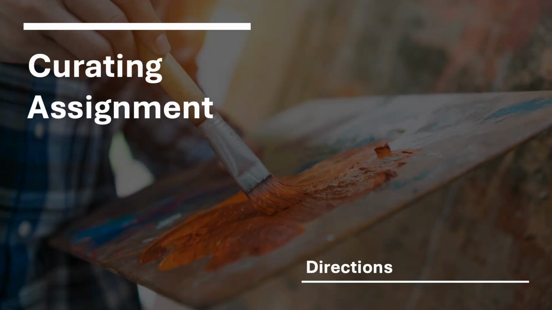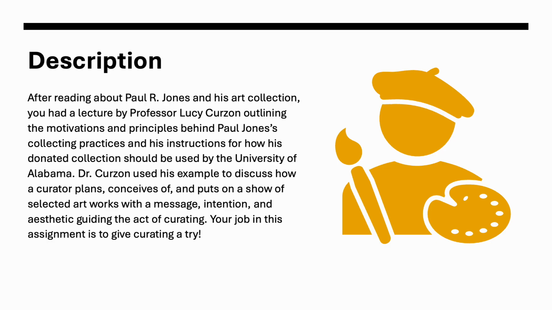These are the directions for the curating assignment in FA 200. For the curating assignment, after reading about Paul R. Jones and his art collection, you had a lecture by Professor Lucy Curzon outlining the motivations and principles behind Paul Jones's collecting practices and his instructions for how his donated collection should be used by the University of Alabama. Dr. Curzon used his example to discuss how a curator plans, conceives of, and puts on a show of selected artworks with a message, intention, and aesthetic guiding the act of curating.